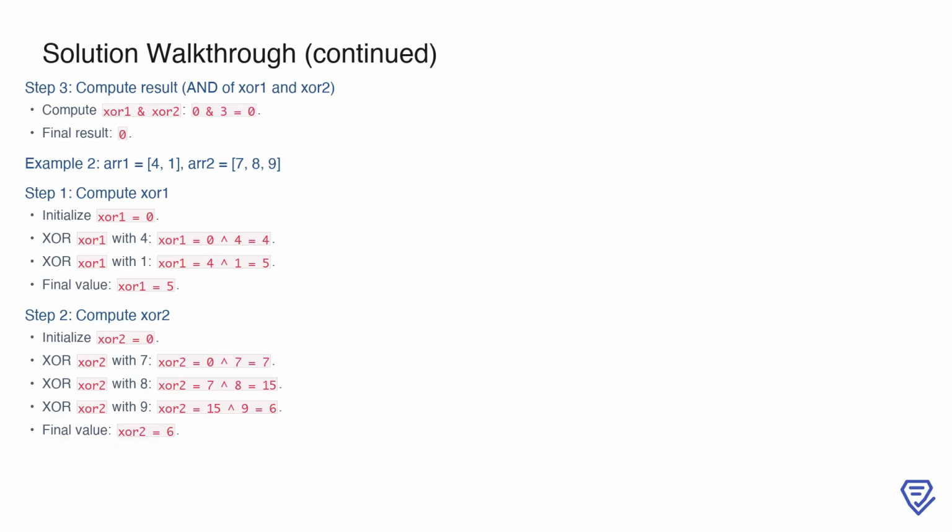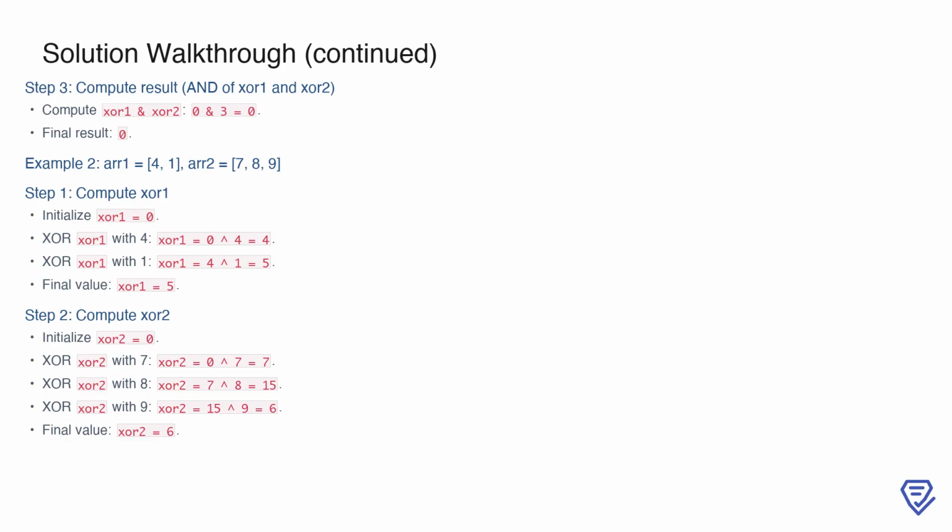Moving on to a second example, let's consider ARR1 as 4, 1, and ARR2 as 7, 8, 9. Again, we start by calculating XOR1, initializing it to 0. First, we XOR 0 with 4, which gives 4. Then, we XOR 4 with 1, resulting in 5. Thus, the final value of XOR1 is 5.